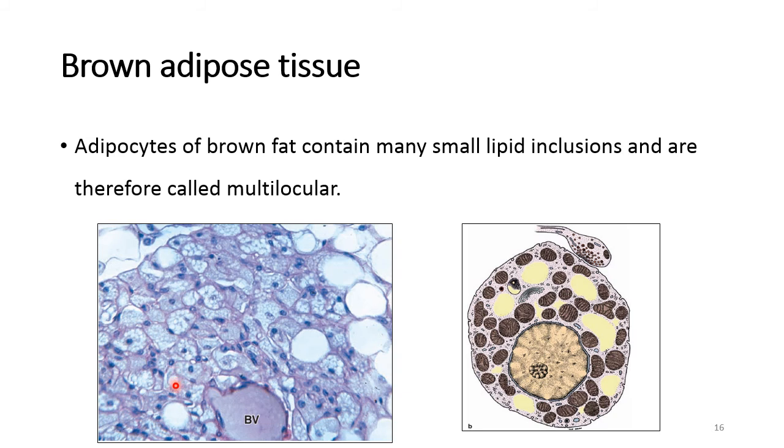And this is how it appears. The nuclei appear central in the cells. There are many lipid droplets clearly seen in this section. So it is called multilocular.